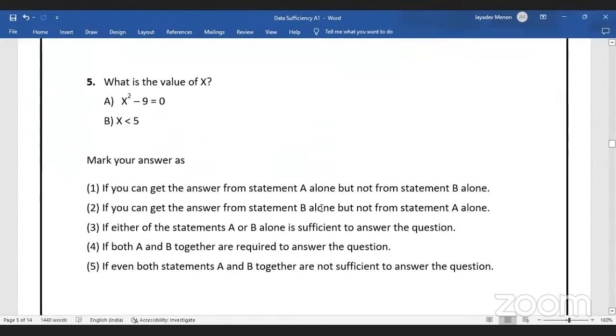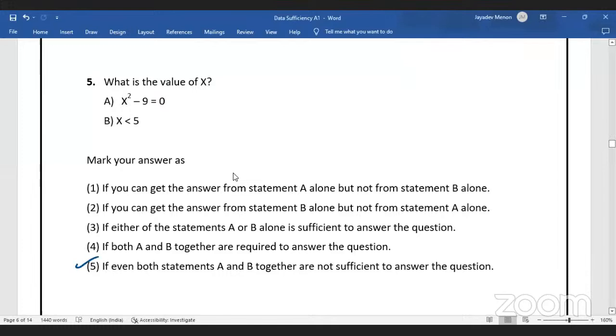Next question. Very good, Kavya, Nisam, Benchida. Option 5 is correct. Answer is option 5. Both statements A and B together are not sufficient to answer the question.